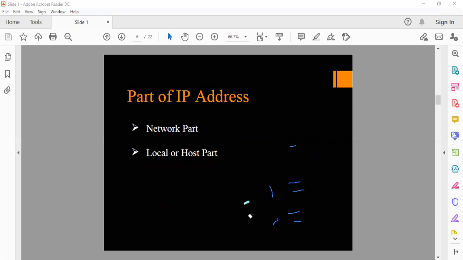Where will we use the network part, and where will we use the host part? The network part of an IP address is used for a specific network. It specifies the network of an organization, like Google. Google has its own network, and the IP address reserved or used by Google has a network part and also a host part.